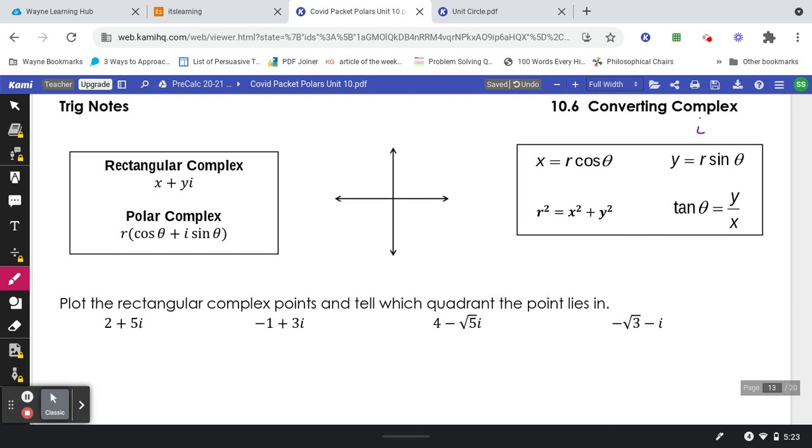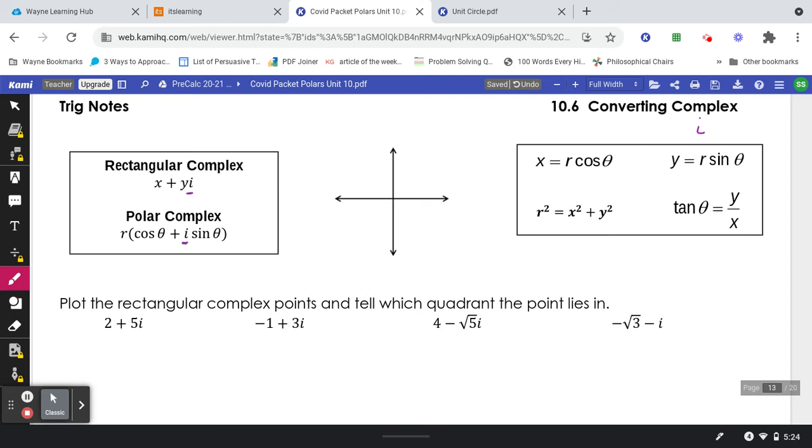So on the box on the left, you have your rectangular complex numbers, which have the x and the y, and the i is attached to the y. And then for polar complex, you have r parentheses cosine theta plus, again, there's your i sine theta. So we're just adding on a little bit of an i. It's very similar to what we've done before. Notice the box on the right has the same formulas. So we'll convert these the same way and just make sure we put it into the correct format at the end.